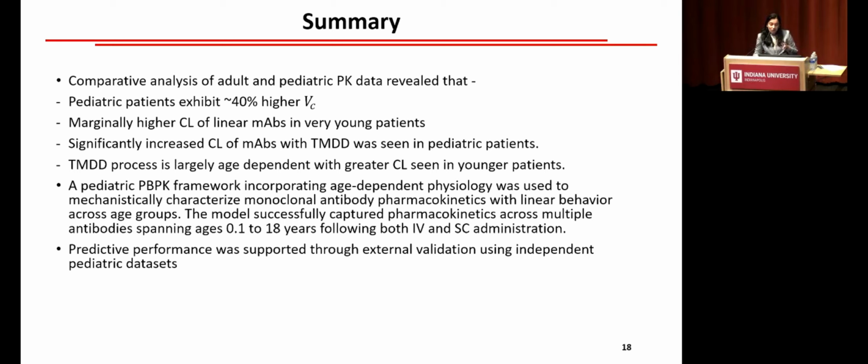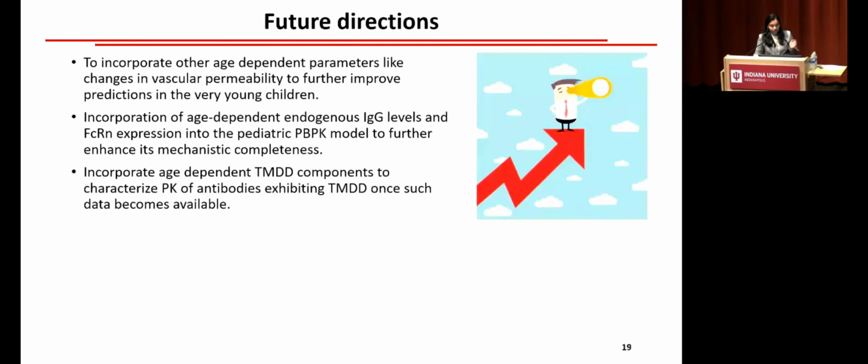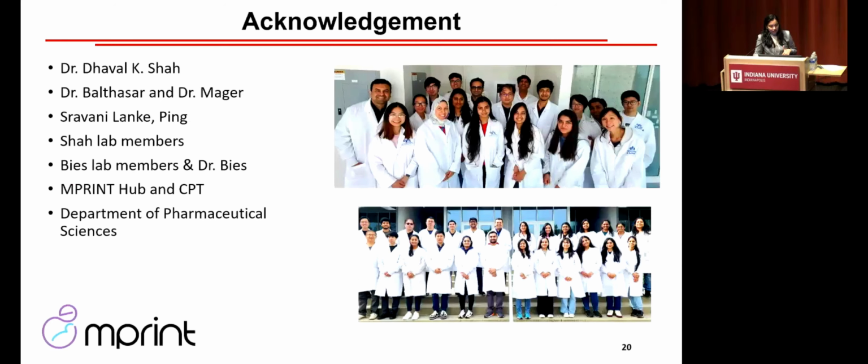To summarize, we did an analysis where we saw that pediatric patients show changes in PK much beyond just body weight based changes, and we were able to develop a PBPK model to account for these changes and characterize the PK of antibodies in pediatric patients from 0.1 years to 18 years of age. In future, we hope to incorporate other age dependent changes as well.